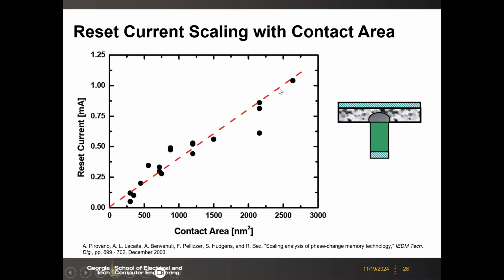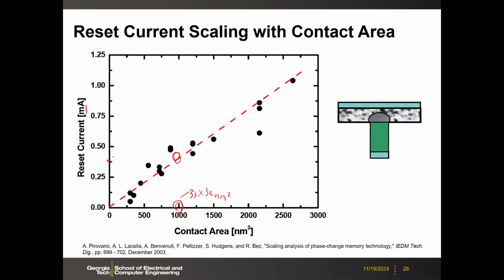So here is the simple scaling. If you stay with the GST 225 kind of material, then simply by scaling down the contact area, which is in nanometer squared, for example, this 1000 actually means like 30 by 30 or 33 by 33 nanometer square. You still need like 300 micron, or this is milliamp. So here is probably like 400 micron. So even for 30 nanometer by 30 nanometer, it's kind of small, right?